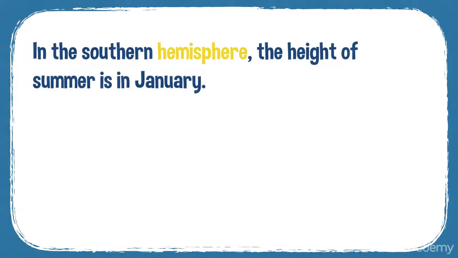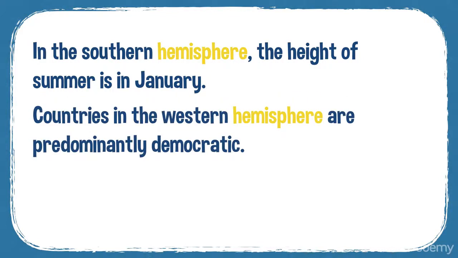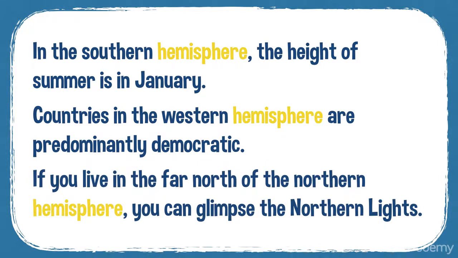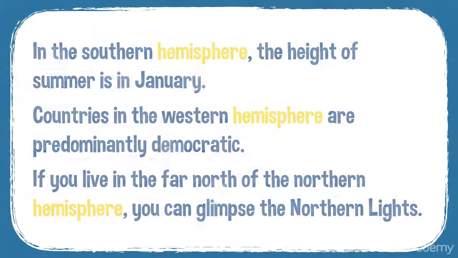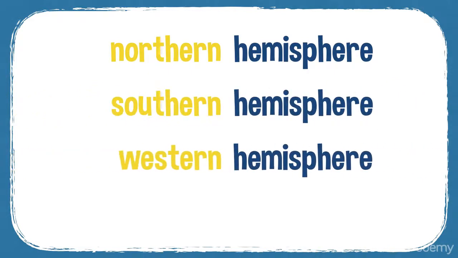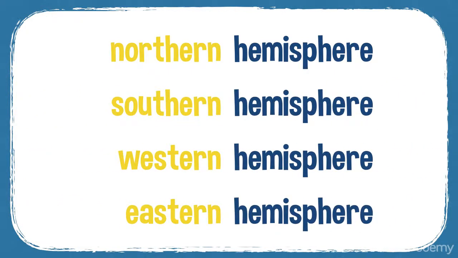So for example, in the southern hemisphere, the height of summer is in January. Countries in the western hemisphere are predominantly democratic. If you live in the far north of the northern hemisphere, you can glimpse the northern lights. So you can see you've got southern hemisphere, western hemisphere, northern hemisphere. We often don't talk about the eastern hemisphere though, for some reason, but you can talk about the eastern hemisphere too.